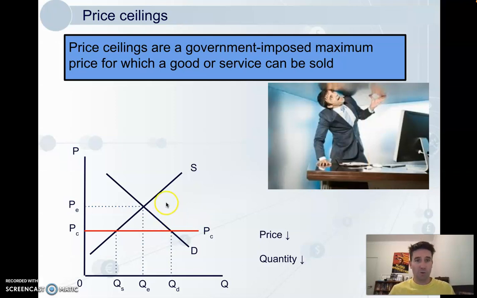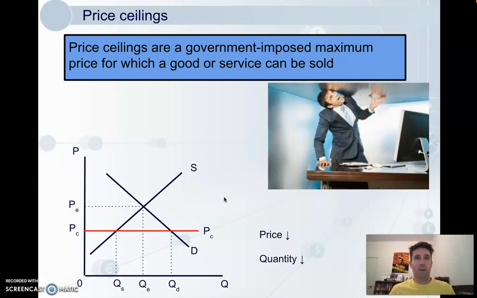Now, here we've got a shortage. Quantity demanded is greater than quantity supplied at this low price ceiling. We know this shortage would usually be solved by the price mechanism. Consumers would bid up that price until the equilibrium price, PE, is reached again. With a price ceiling, however, the price tries to rise, but it just butts its head on the price ceiling. It can't go any higher.